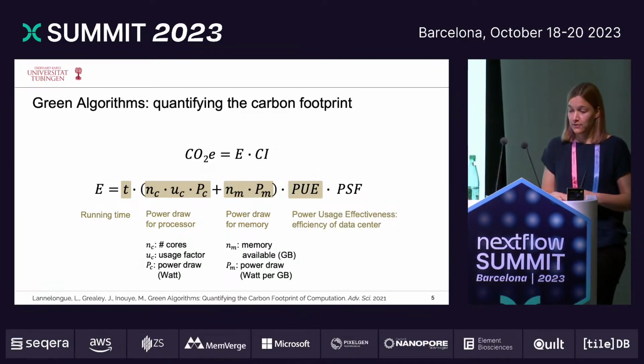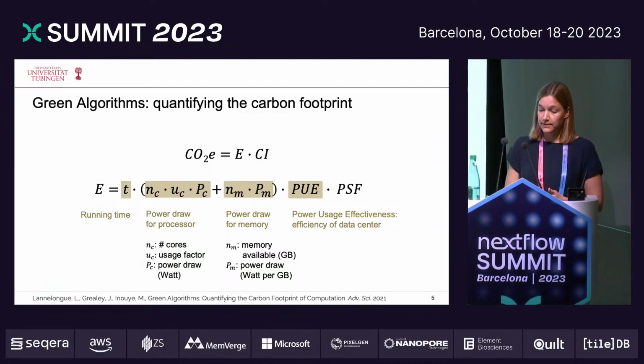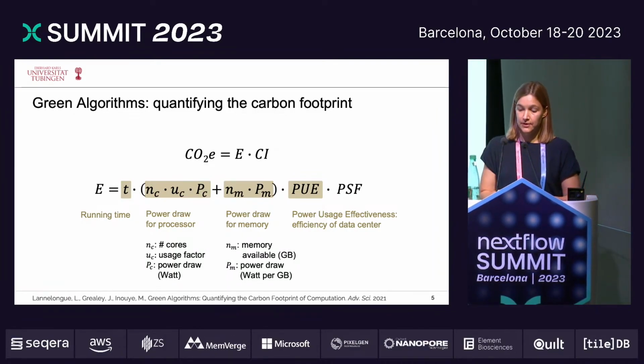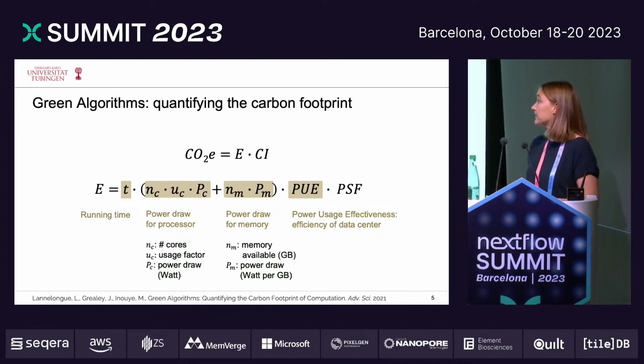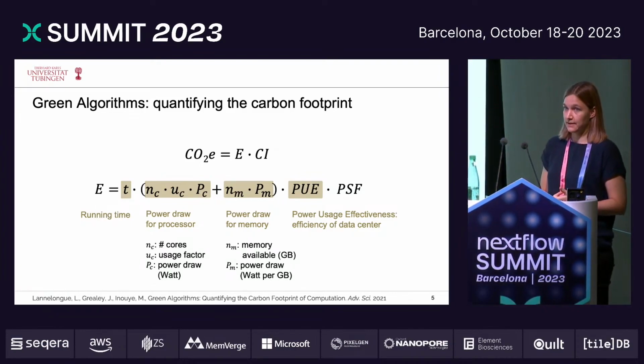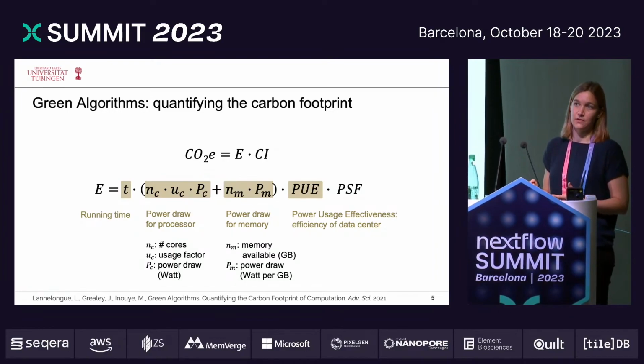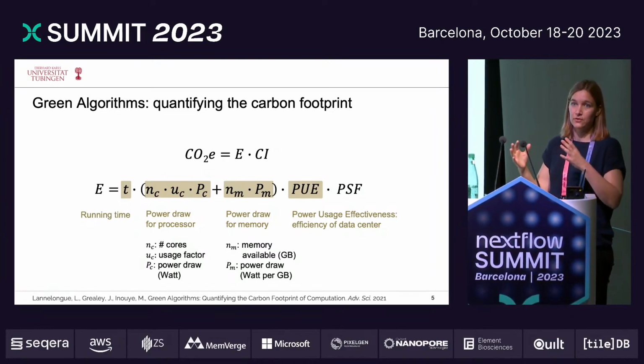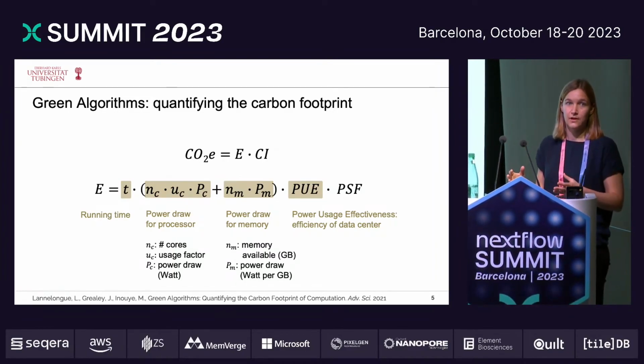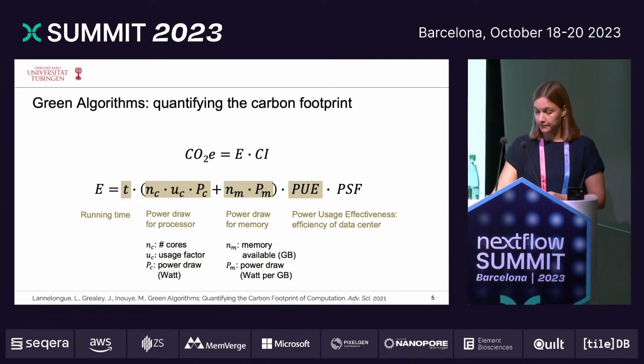Additionally, the formula contains a term called PUE value, which stands for power usage effectiveness, and this describes the efficiency of the data center. This is important because the data center does not only require energy for your actual computations, but also for cooling down the whole system, for example.